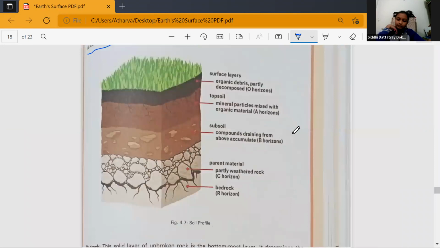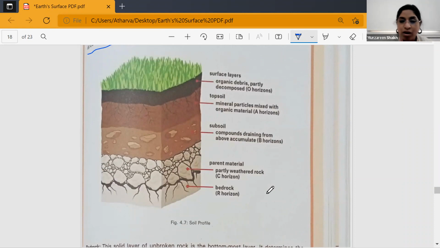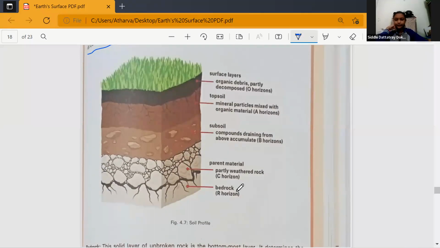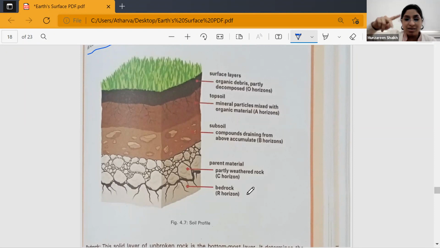First let's understand the diagram. Now, how is the soil? How are the different layers of soil? Number one, towards the bottom, you have what? R horizon. R horizon is also called bedrock. Horizon C is the parent material. Can you see that the parent material and bedrock are divided by something? Can you see a division?